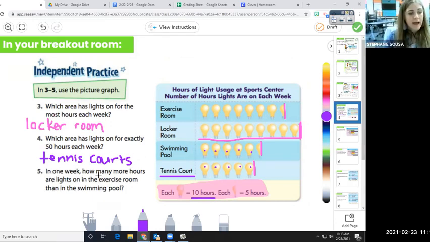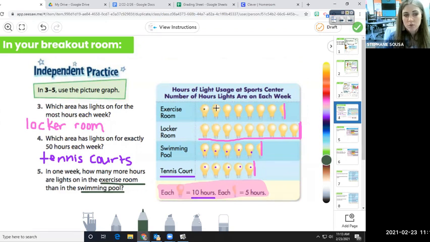In 1 week, how many more hours are lights on in the exercise room than in the swimming pool? Okay, so we're comparing how many more in the exercise room than the swimming pool. Let's count this together, and I'm going to change colors so it's easier to see. Remember, each light bulb equals 10 hours. If you count by ones, I'm going to send this back to you because it's counting by tens. You've got to pay attention to those scales, okay?